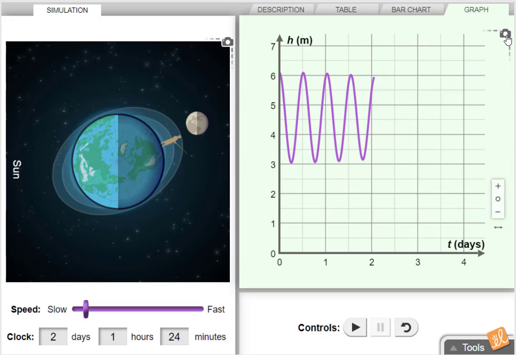Other things, you can take a screenshot of the graph or the simulation by clicking the camera next to either one, and you can always reset it.